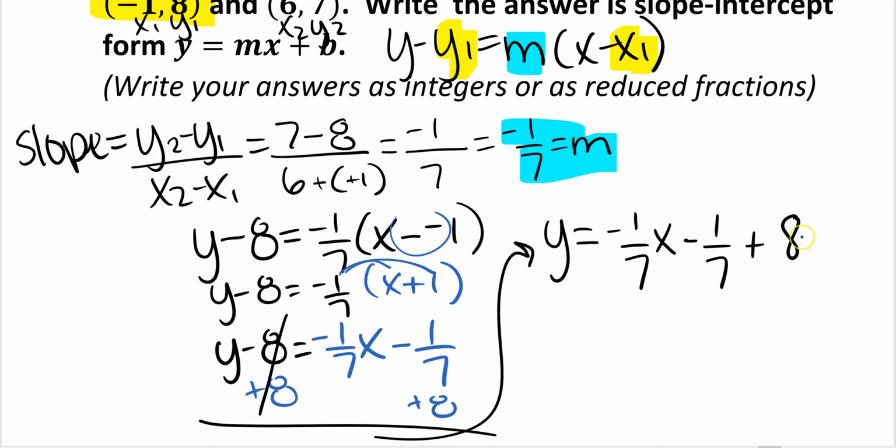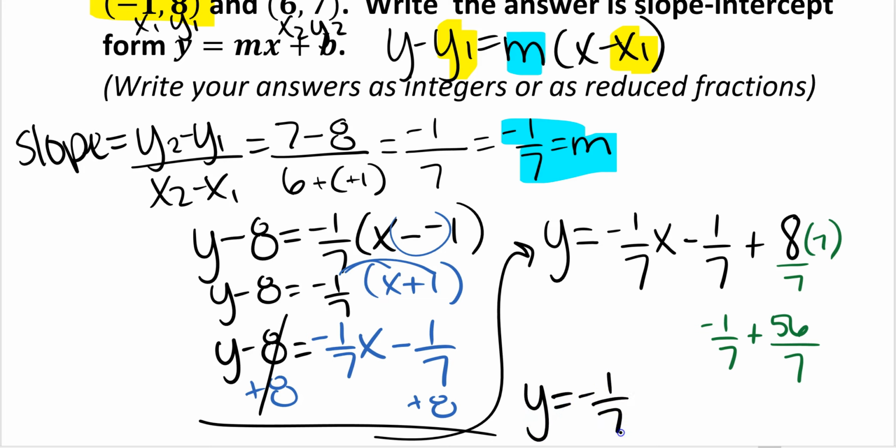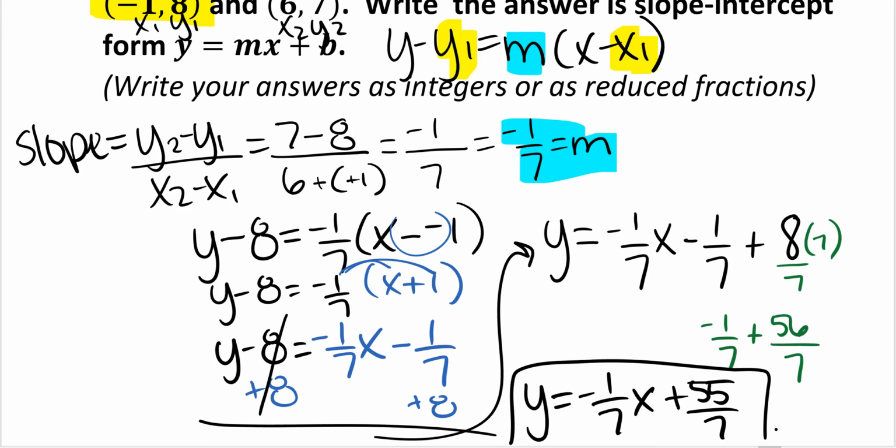Let's get common denominators so we can add negative 1 over 7 plus 8. Let's get a common denominator of 7. So I have negative 1/7 plus 8 times 7, which is 56, so 56 over 7. Negative 1 plus 56 is going to be 55. So my final answer is y equals negative 1 over 7 x plus 55 over 7. And remember, it said to write your answer as reduced fractions, and 55 over 7 cannot be reduced further.